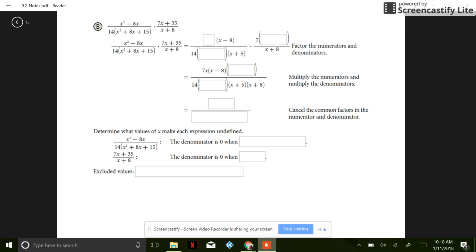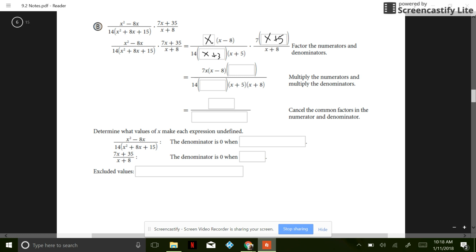So here in this example, the first thing we want to do is factor. We've got x squared minus 8x, so we can factor out an x. In the denominator, our expression will factor to x plus 3, x plus 5. And then factoring a 7 in the other piece here, we'll end up with x plus 5 in our numerator, and we keep that x plus 8 in the denominator. So all we're going to do then is multiply the numerators and multiply the denominators. So 7 times x, times the x minus 8 times the x plus 5, over 14 times the x plus 3, x plus 5, x plus 8.